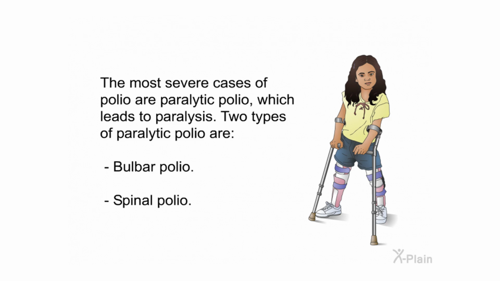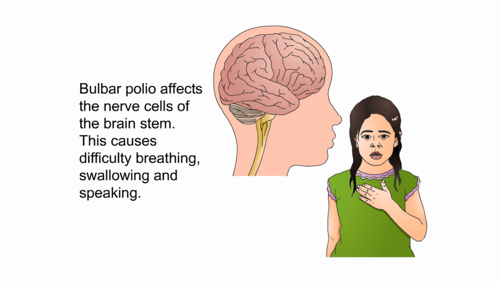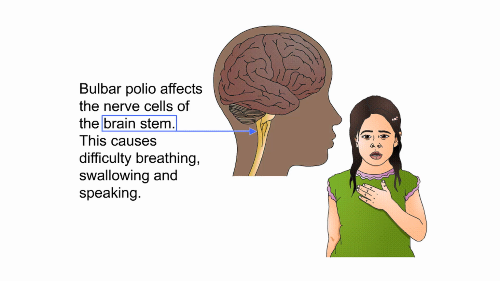The most severe cases of polio are paralytic polio, which leads to paralysis. Two types of paralytic polio are bulbar polio and spinal polio. Bulbar polio affects the nerve cells of the brainstem. This causes difficulty breathing, swallowing, and speaking.